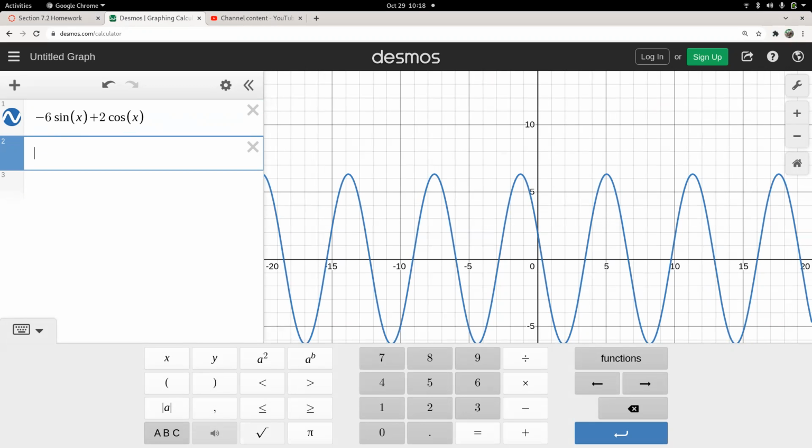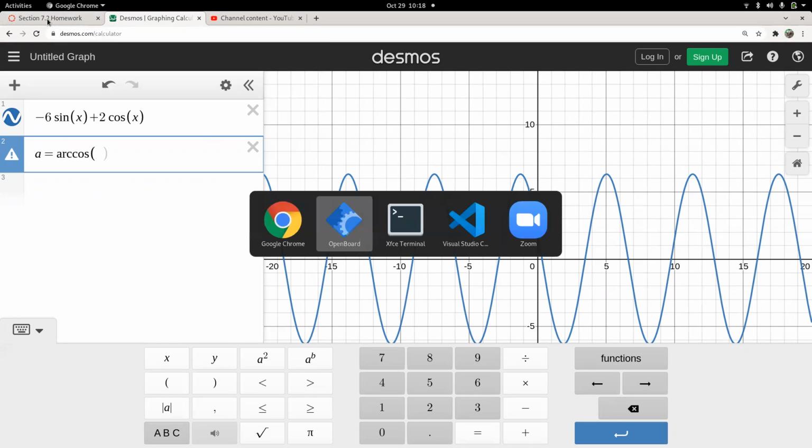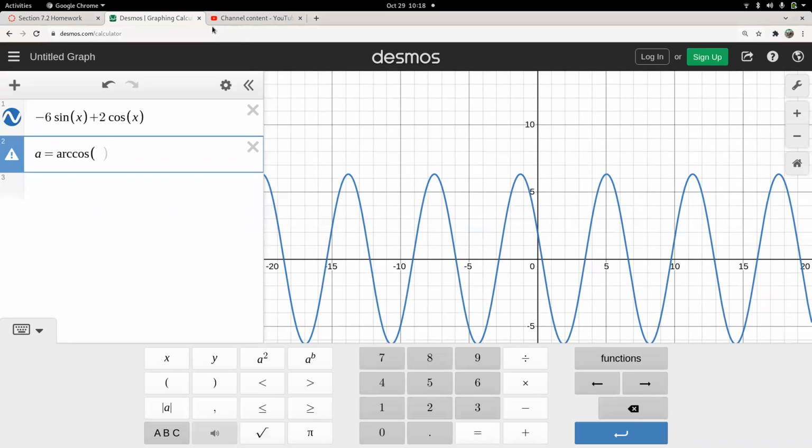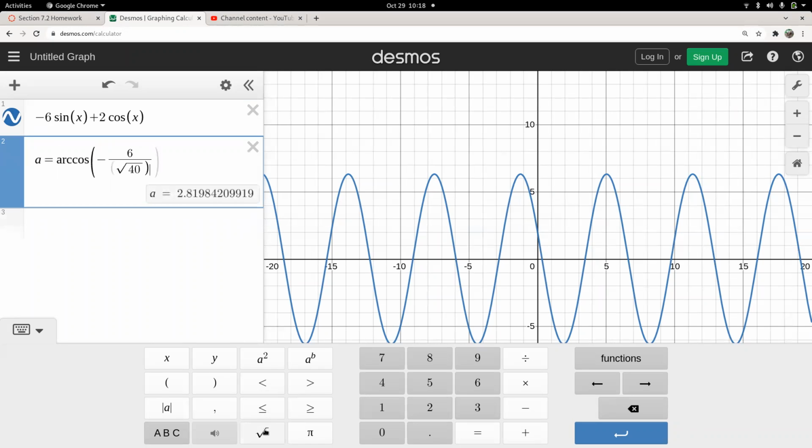Actually, I'm going to type in that arc cosine number. I'm going to call it A. A equals the arc cosine. Maybe I should call it P for phi. Let's see, where was that in my notes here? Arc cosine of -6 over square root of 40. So that was that shift.